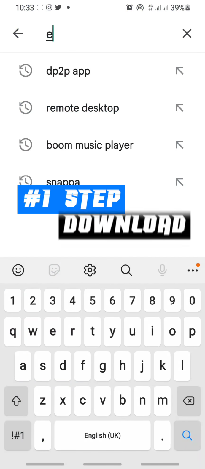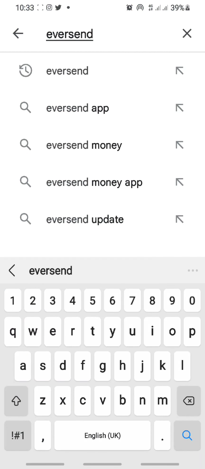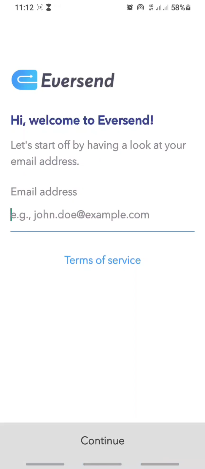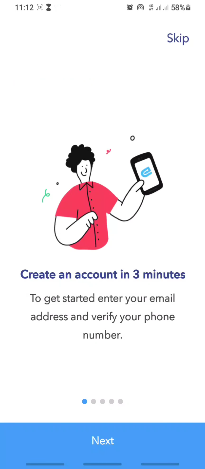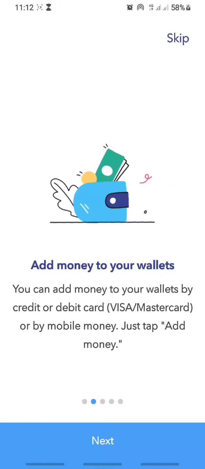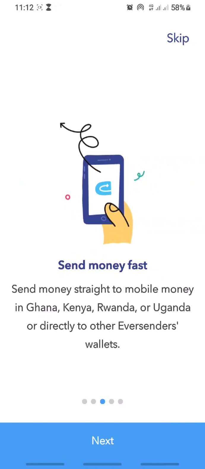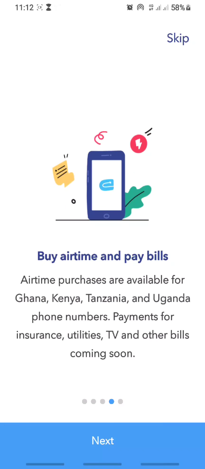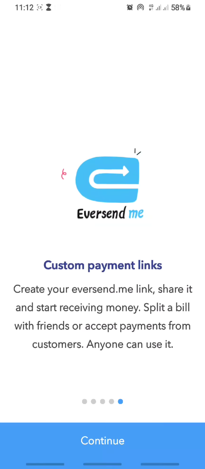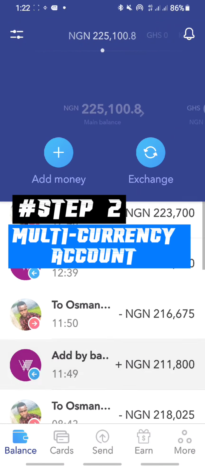Step 1 is to download. You can go to the Google Play Store and type Eversend app, you'll get it, and then sign up, then verify your KYC. I emphasize verifying KYC because that will give you access to use the entire features of the app, okay?